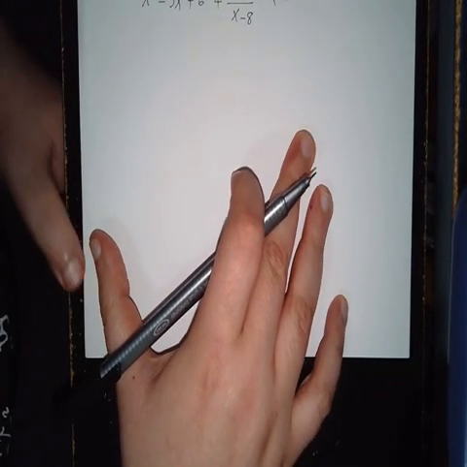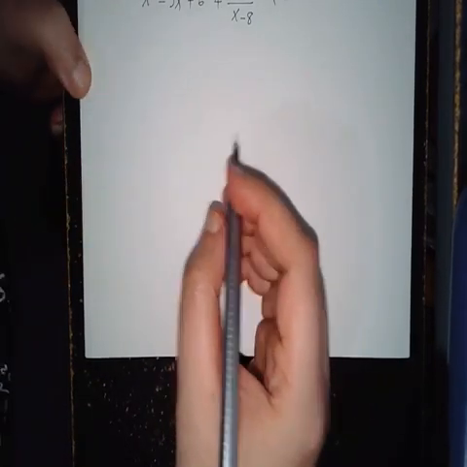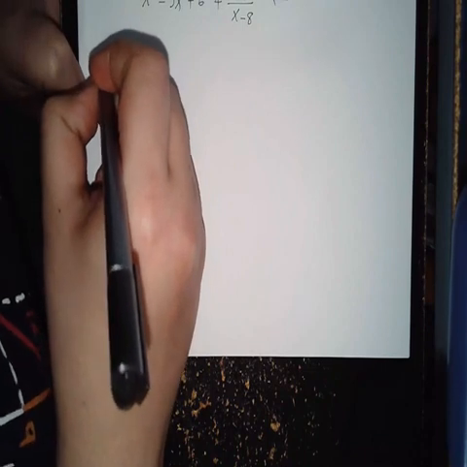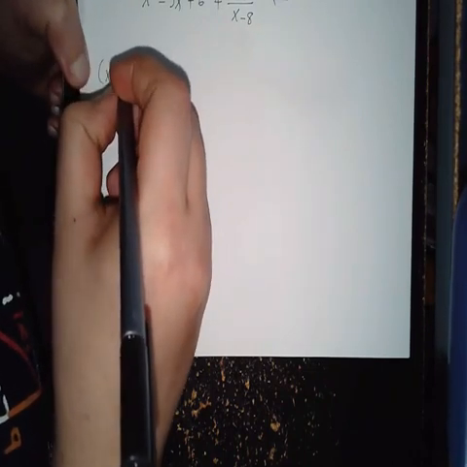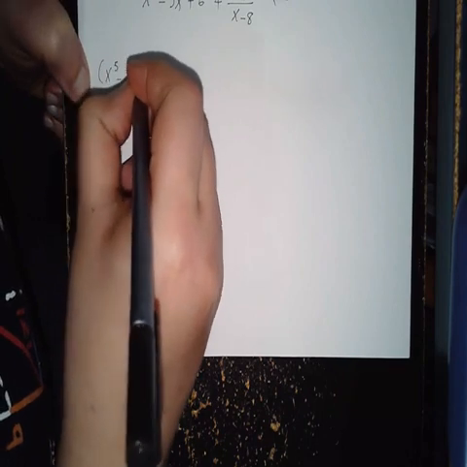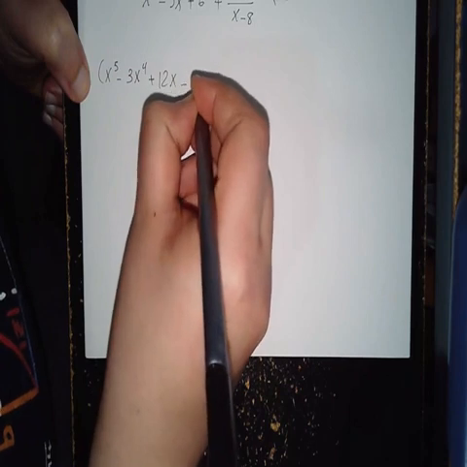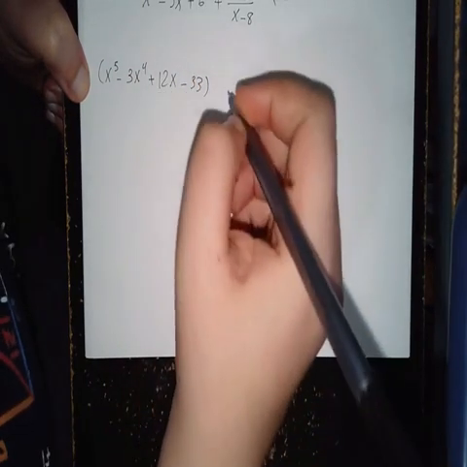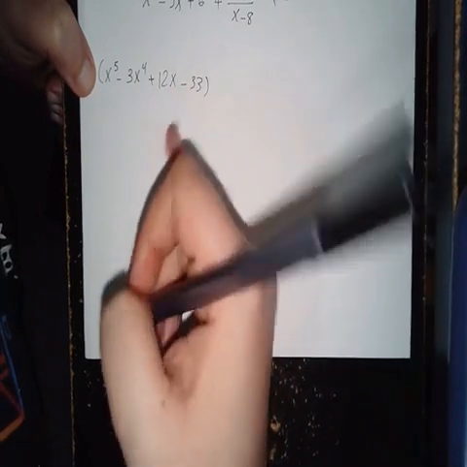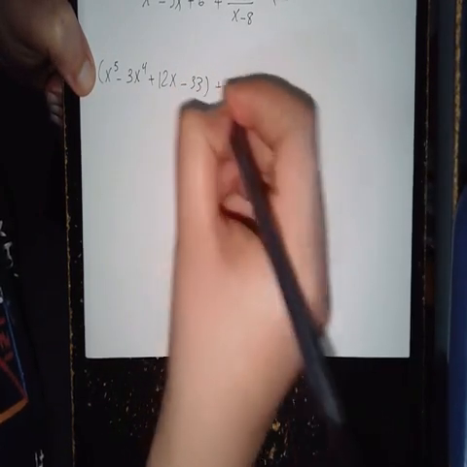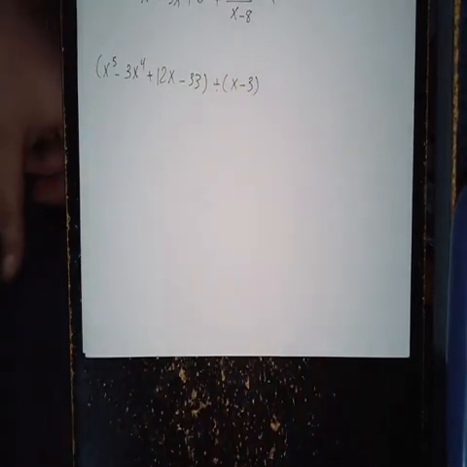Alright, so in this one, the function you're dividing is the following: x to the 5th minus 3x to the 4th plus 12x minus 33. Does that sound familiar? This is the same one we did in number 2 for long division. We solved this in long division above, so you already know the answer to this one. And we're dividing by x minus 3, right?